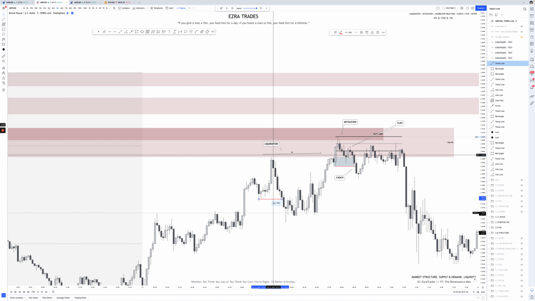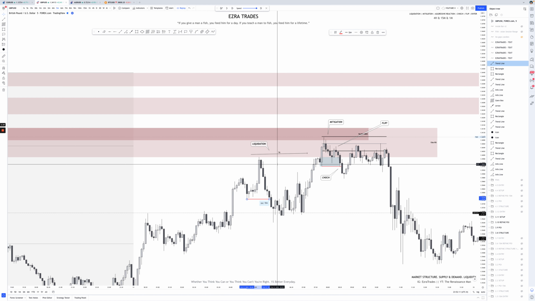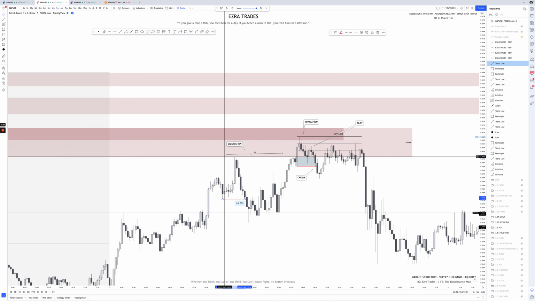So this low made this high, breaks structure here. Internally takes this low, change of character, but we still want to see more. We can't just enter off of nothing. So we see this get liquidated.